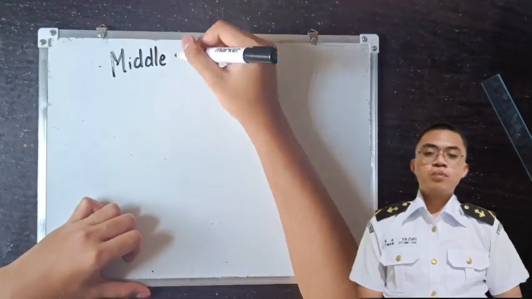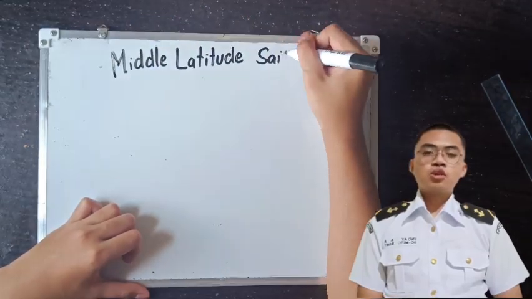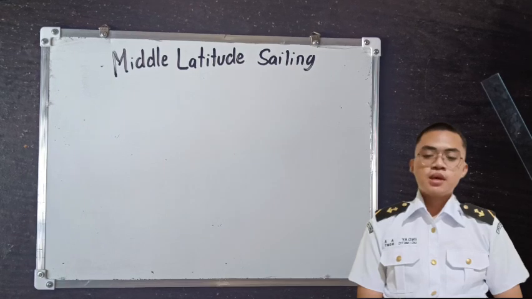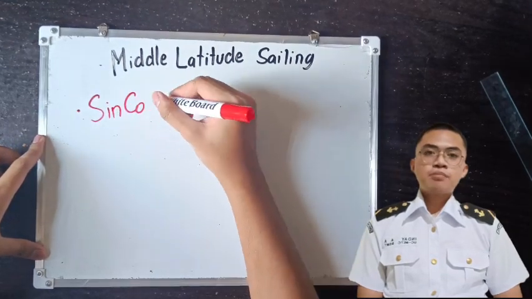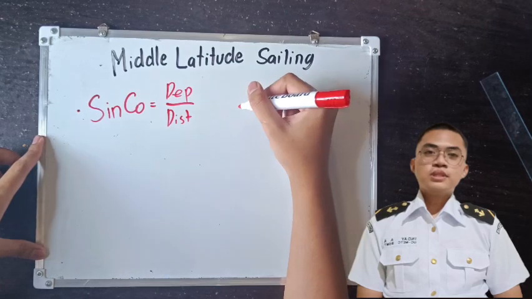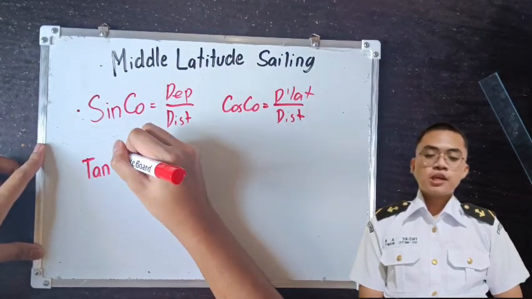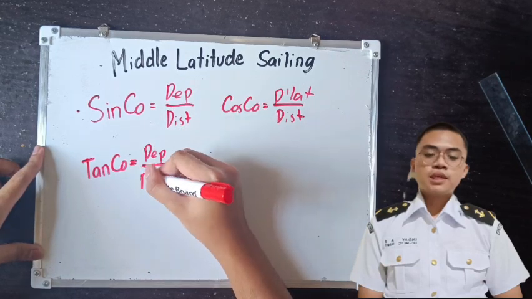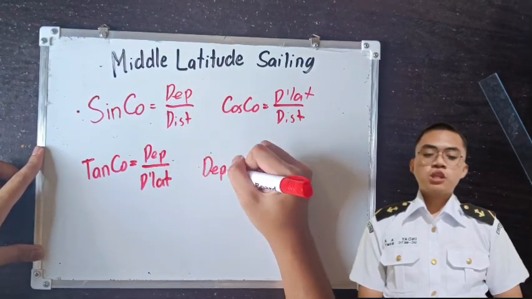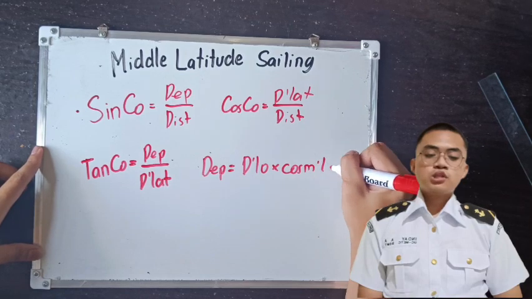The next thing we are about to tackle is middle latitude sailing, or commonly known as mid-lat sailing. It is a combination of plain sailing and parallel sailing. The formulas used in this one are: sine course is equal to the departure over distance, cosine course is equal to the d-lat over distance, tangent course is equal to the departure over d-lat, and departure is equal to d-long times cos m-lat.